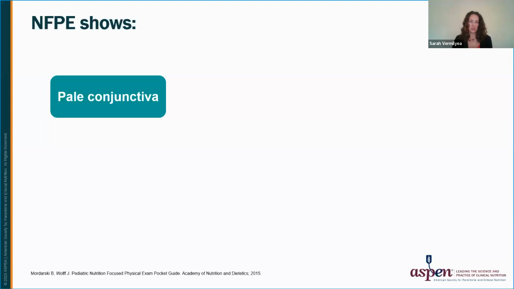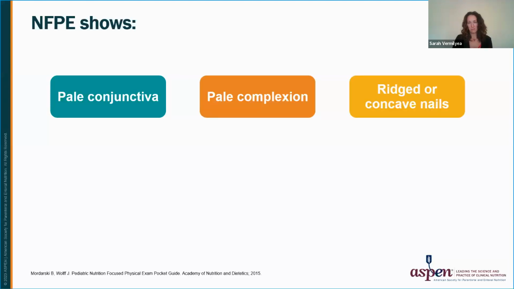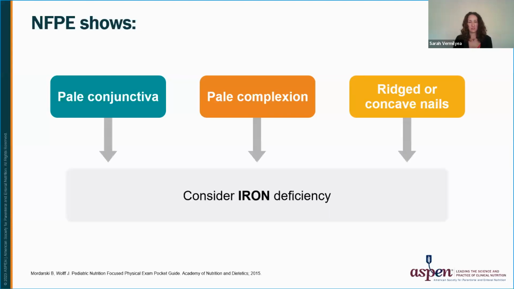Third example, so we're having that pale conjunctiva of that inner lower eyelid, a pale complexion, and maybe some ridged or concave nails. These might lead you to consider iron deficiency, might also lead you to consider folate or vitamin B12 deficiency. And this is again a reference back to Dr. Algotar and what are the levels of labs that you would want to be considering.